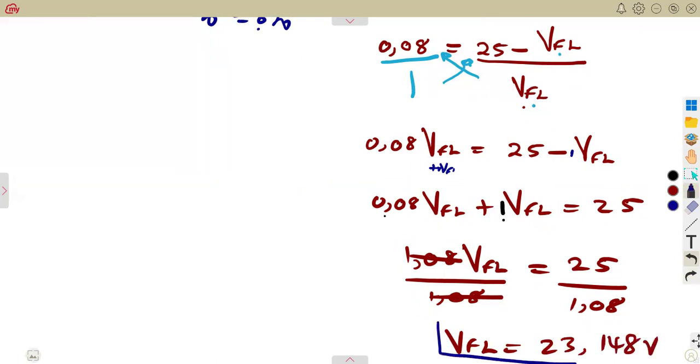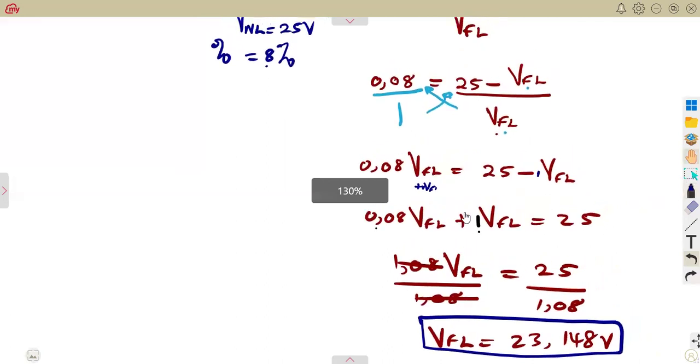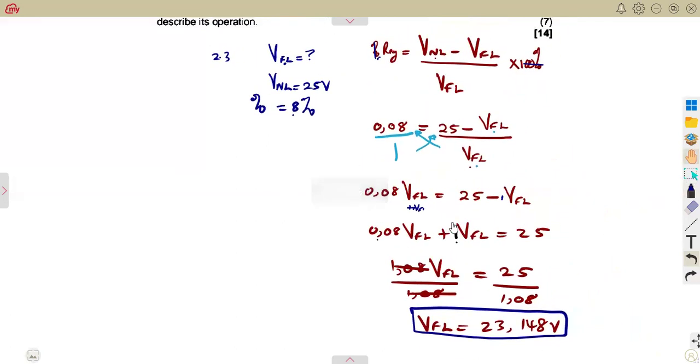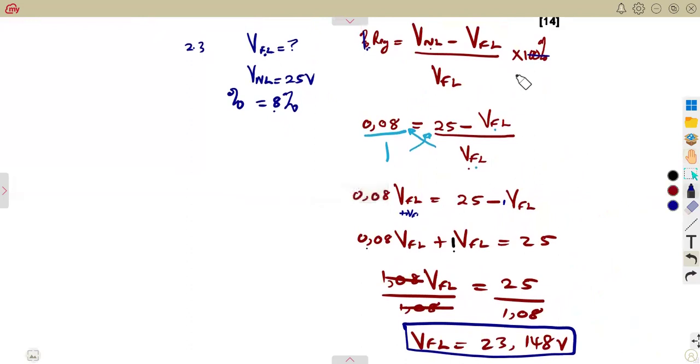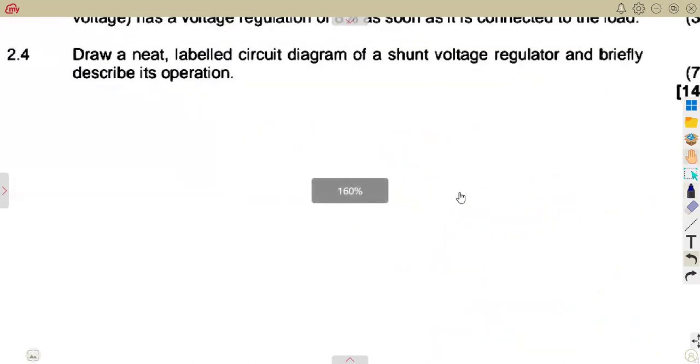So this is what you're going to have, guys. Just make what you're asked for the subject, and solve for that. It's just like there is X here and you are solving for X. How are you going to solve for X? You have the formula, substitute, and that's it.